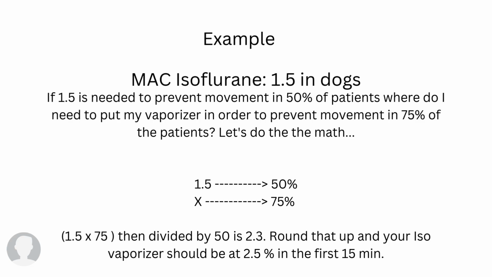You're going to round that up to 2.5, and that's where your isoflurane vaporizer should be in the first 15 minutes. Then you will have to decrease to 1.5 for maintenance. Of course, every patient is different and has different requirements, so you can adjust the vaporizer depending on your patient's needs. But this is basically the explanation behind it.